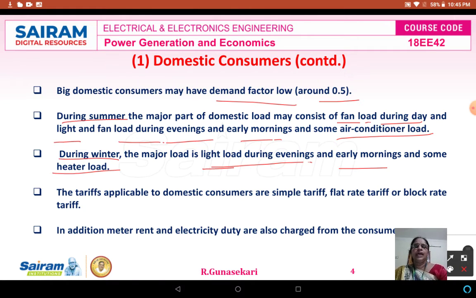The tariff applicable to the domestic service is the simple tariff, flat rate tariff or block rate tariff. These 3 types of tariff only are allotted for the domestic consumers. In addition, the meter rent and electricity duty are also charged from the domestic consumer. So domestic consumer means residential load only. So during winter season and summer season, what type of load is used, and next what type of tariff is used for domestic consumer: simple tariff, flat tariff or block rate tariff.